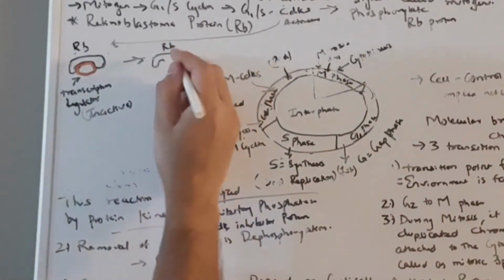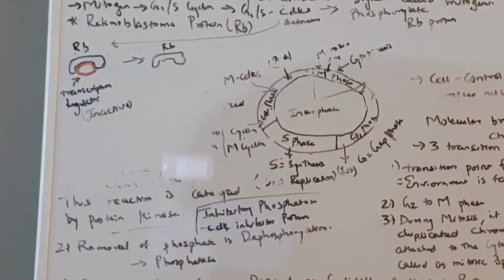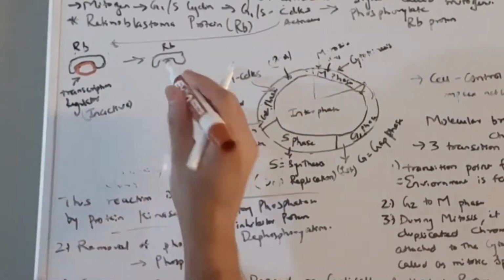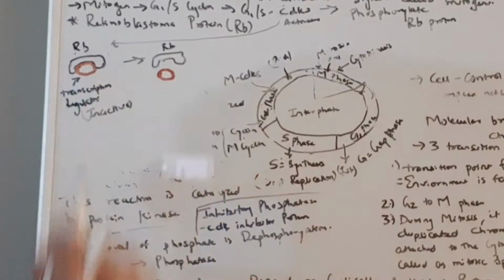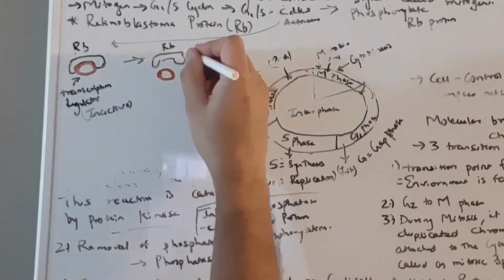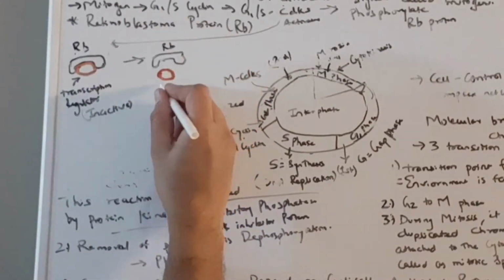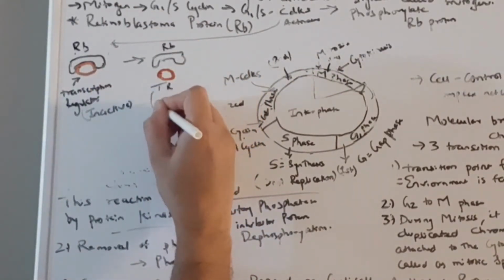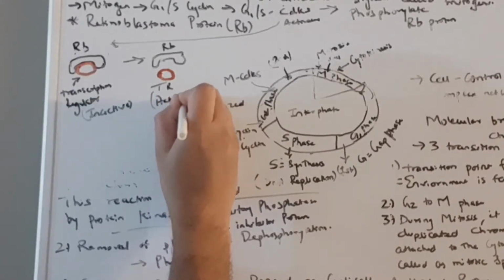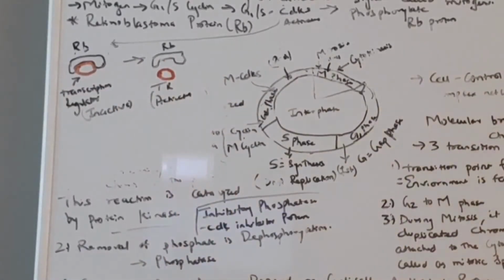I hope you got this. So this is our RB protein, and it will release, and this is for our transcription regulator. So it releases the transcription regulator, and this becomes activated, right? So I will just write down here and here, activated.